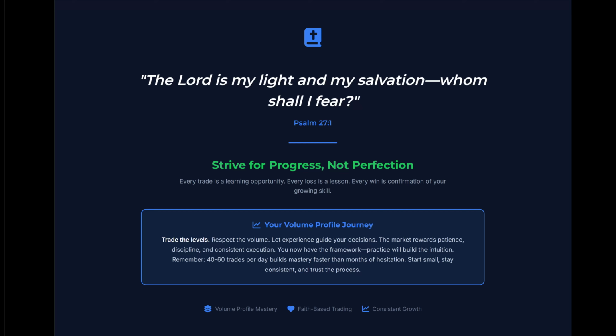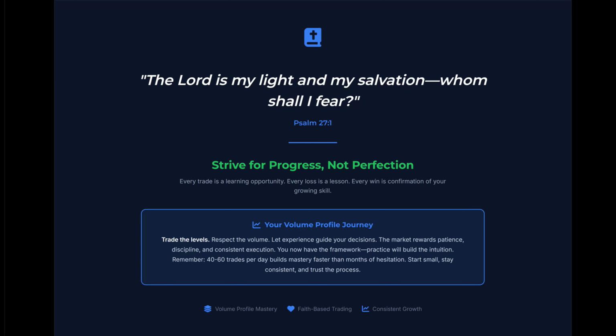Whom shall I fear? Psalm 27, verse 1. This verse reminds us that in trading, as in life, fear is the enemy of clarity. Fear causes us to overtrade. Fear causes us to abandon our rules after a loss. Fear causes us to doubt our edge when variance strikes.